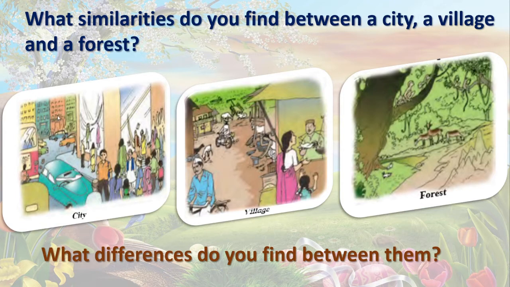Yes, we will go through one by one. Here, in the first picture, that is of the city, right? We can see so many people, a crowd, correct? They are moving here and there. We can see so many big buildings, malls, vehicles, correct?